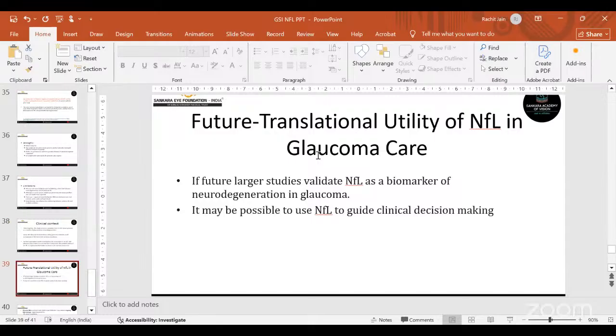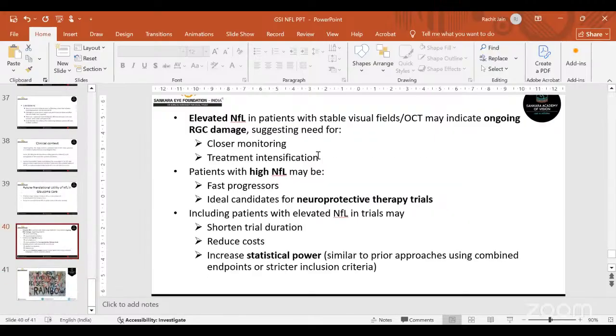So, in future, what is the translational utility of NFL in glaucoma care? If in future we are able to validate that NFL is a biomarker for neurodegeneration in glaucoma, it may be possible to use NFL to guide clinical decision making. For example, elevated NFL in patients with stable visual fields and OCT may indicate ongoing RGC damage, suggesting that these patients need closer monitoring or treatment intensification.